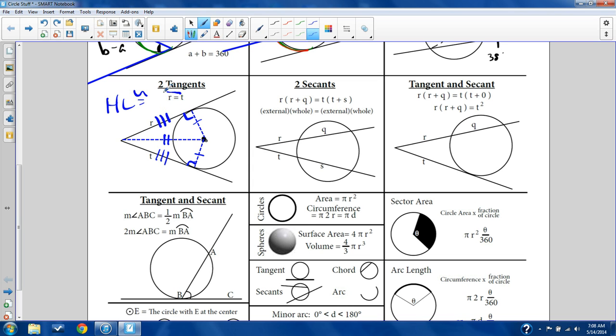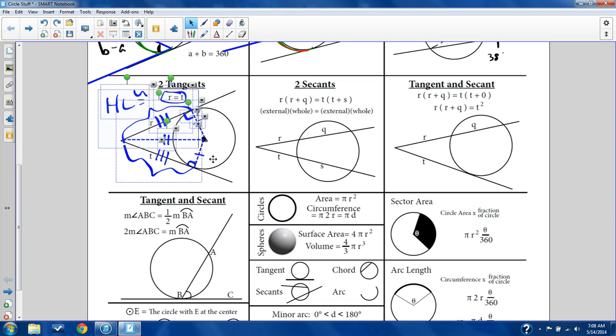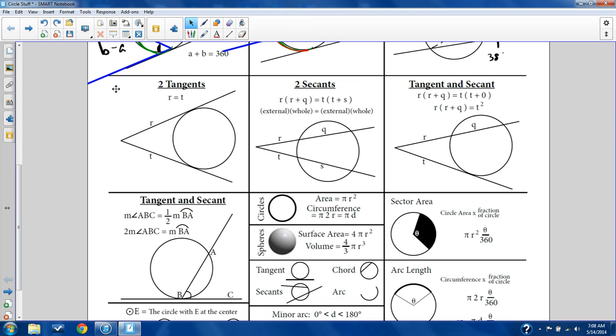So R equals T. The basic thing behind this is whenever you have a point out in space outside your circle, and you draw the two tangent lines that correspond to that, there and there, remember tangent only touches at one point, then those two segments will always be congruent to each other. So that's where we got that. So R equals T.